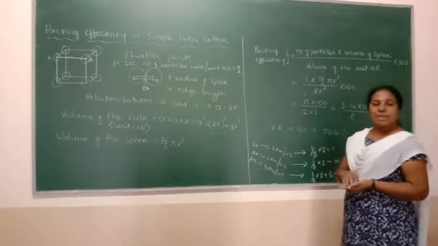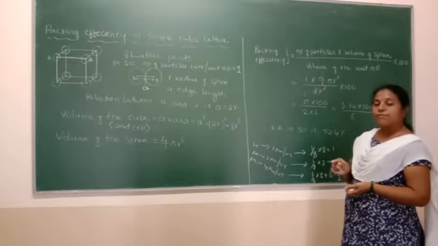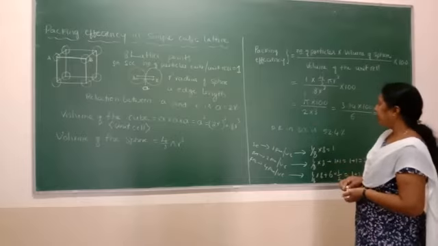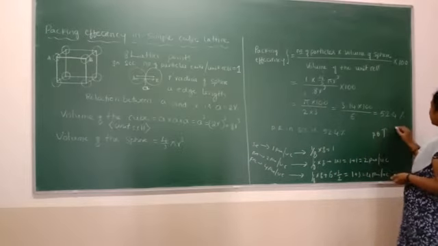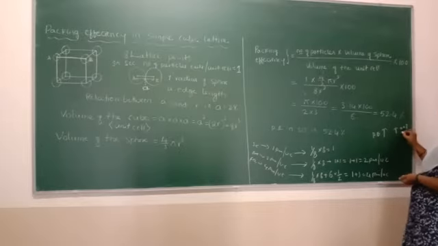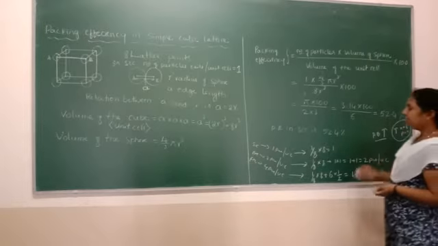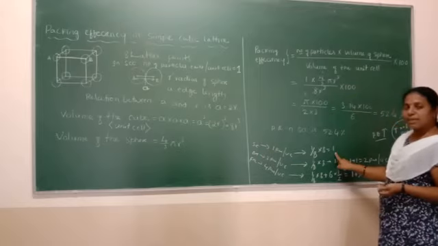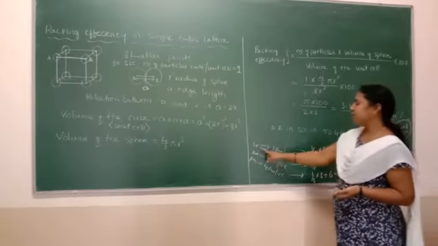Now, what is packing efficiency? Packing efficiency can be defined as the percentage of the total space occupied by the particles. This is called packing efficiency. That means the value of packing efficiency increases with an increase in the number of particles. The higher the number of particles, the higher the packing efficiency. In simple cubic, only one particle exists per unit cell. Hence the packing efficiency is less in simple cubic.